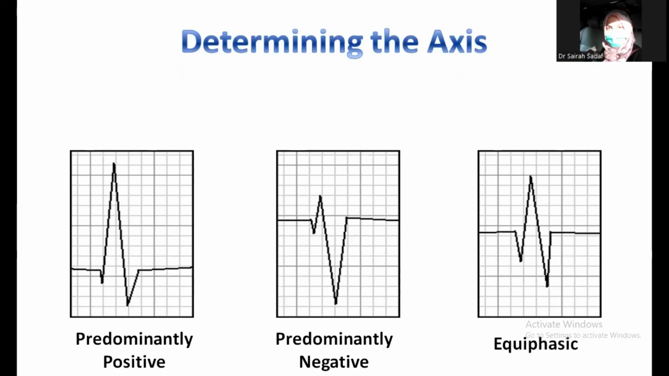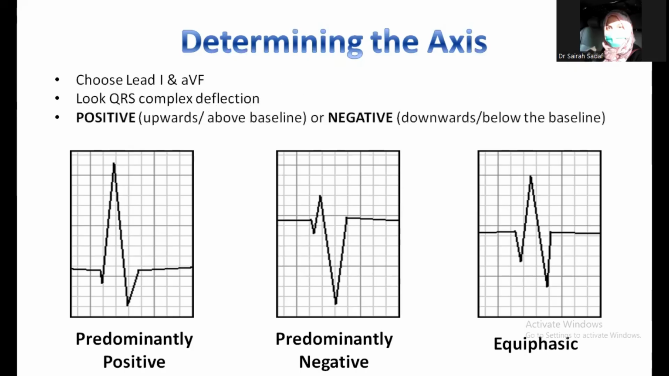Now, when you see the QRS complexes or the ECG tracings, what do you do? For axis deviation, you have to choose lead 1 and lead aVF. You have to look for axis deviation in lead 1 and lead aVF. Secondly, look at the QRS complex deflection: positive or upward deflection, or negative or downward deflection. So in which lead do we have upward deflection and in which lead do we have downward deflection?